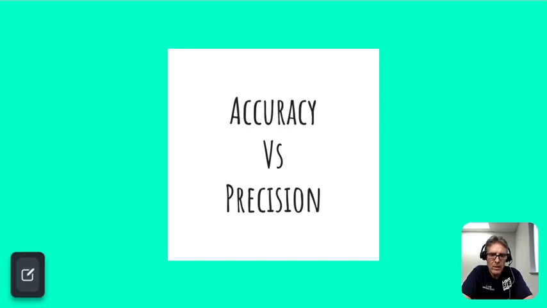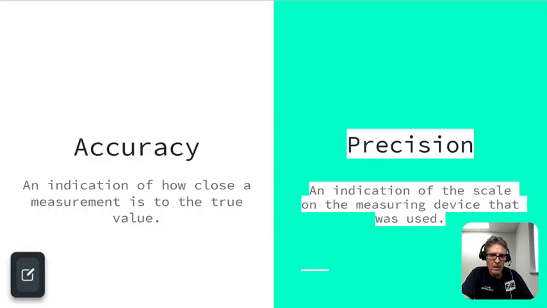Okay, another one of the things we need to cover is the idea of accuracy and precision. So let's think a little bit about accuracy and precision. We're going to define accuracy as an indication of how close a measurement is to the true value. For example, if you know something is 12 inches long, and when you make a measurement, the measurement came up to 8.5 inches long, you're going to say something about the accuracy of the measurement.